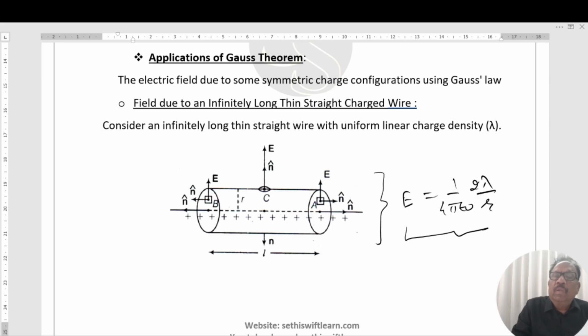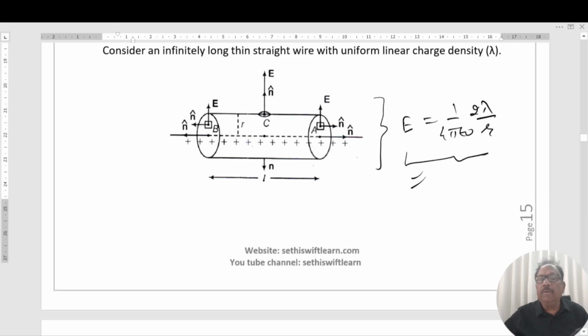In this case, this is the Gaussian surface. The electric flux through the end faces is 0, and for the curved surface the electric field is considered, with area 2 pi r L. From this, you have considered the electric field.